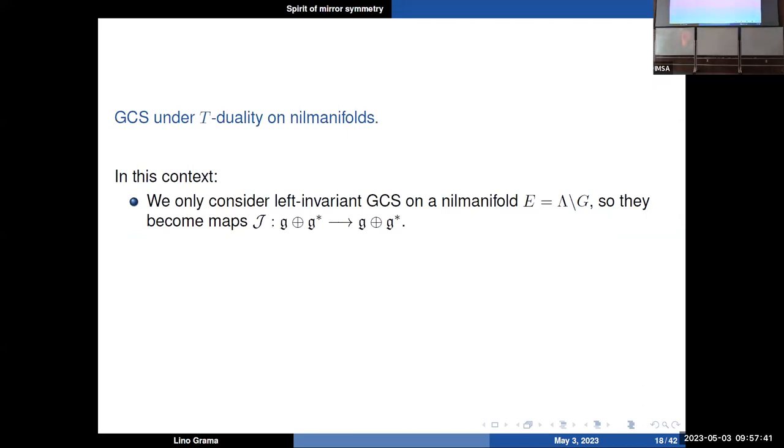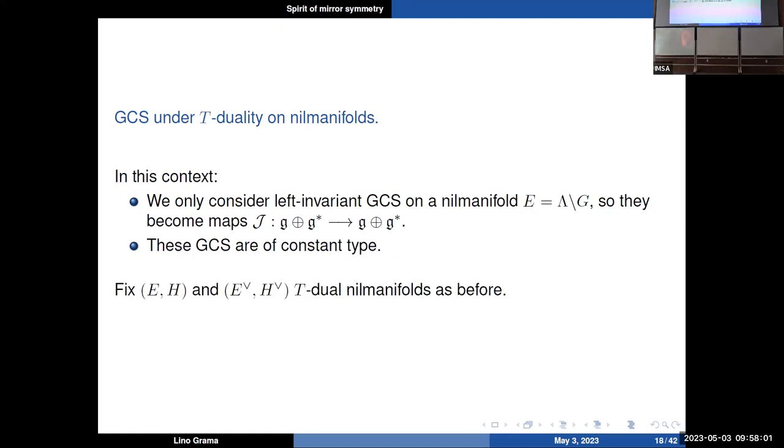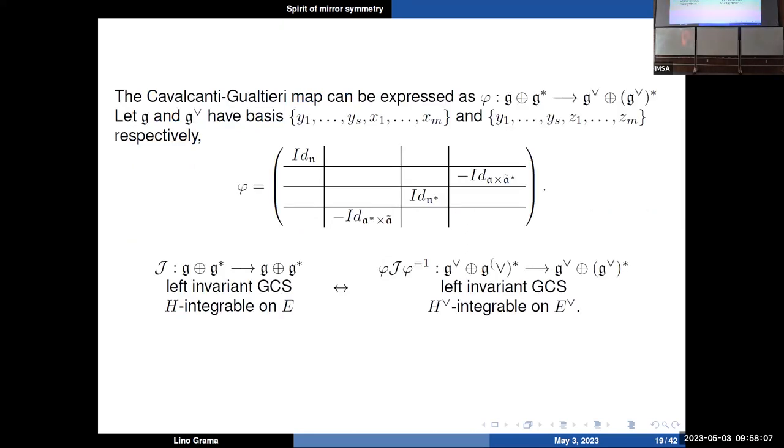Okay, and in our setup to work on nilmanifolds, we describe this in this context, and in this invariant setup, the generalized complex structure of constant type. And we fix the pair of dual nilmanifolds. And one can fix the base, we can describe it precisely in this application, just writing some blocks here.